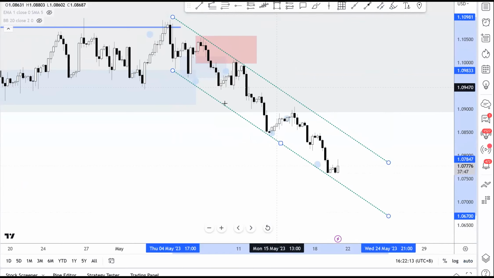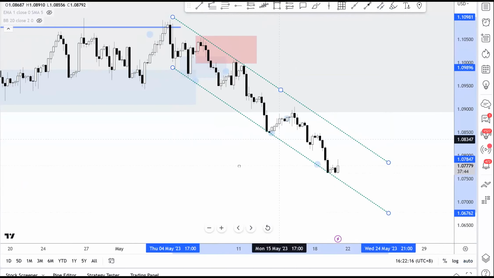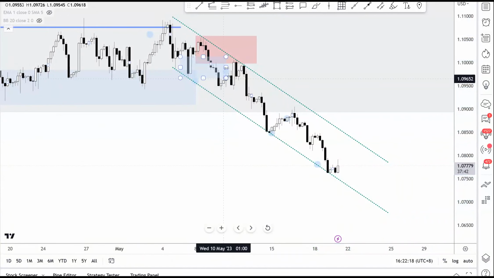Okay, so you can see here, price forming lower lows and lower highs coming into this zone. And for a channel to be considered valid, we need a tap of the resistance and support level twice here. So that's currently what we're seeing.